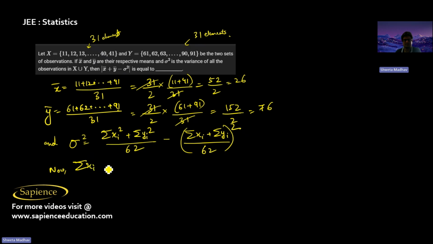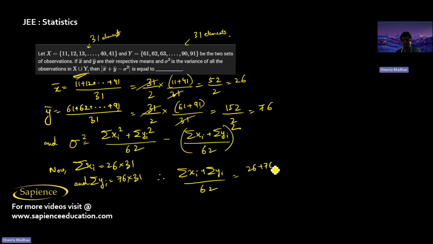Now summation xi will be equal to 26 into 31, and summation yi is equal to 76 into 31. Therefore, the mean of all the observations in the set x union y will be summation xi plus summation yi divided by 62. So that is equal to (26 plus 76) into 31 divided by 62, which is 102 by 2, that is 51.